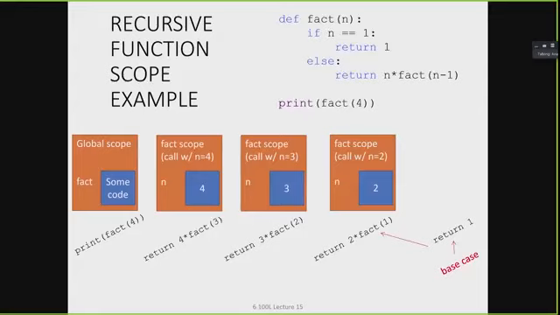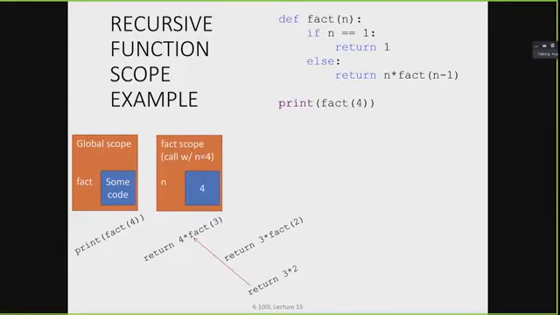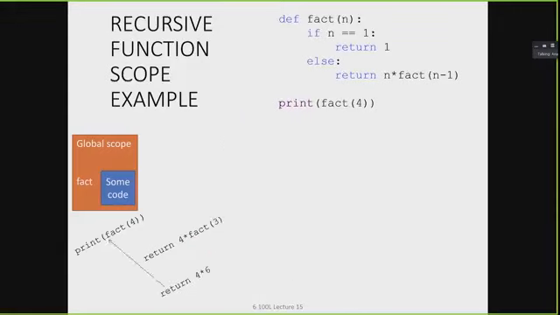So notice at this point, we were 1, 2, 3, 4 functions just kind of hung up and waiting for values to be passed back to us. But now we can finally finish our jobs one by one. So this one returns a 2. This one returns the 6. This one returns the 24. And the 24 gets printed out.